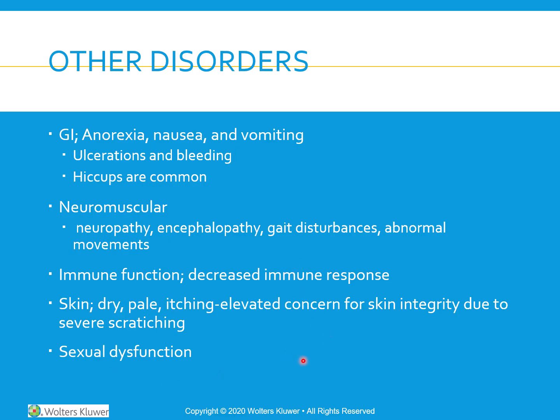Skin can become dry and pale from things like anemia. These patients often experience intense itching, again, from the uremia buildup in the skin itself. And so we worry about skin integrity in these patients. They do a lot of severe or aggressive scratching because of that intense itching that can cause damage to the skin. They're already at risk of immune response, so we really do need to be cautious there.